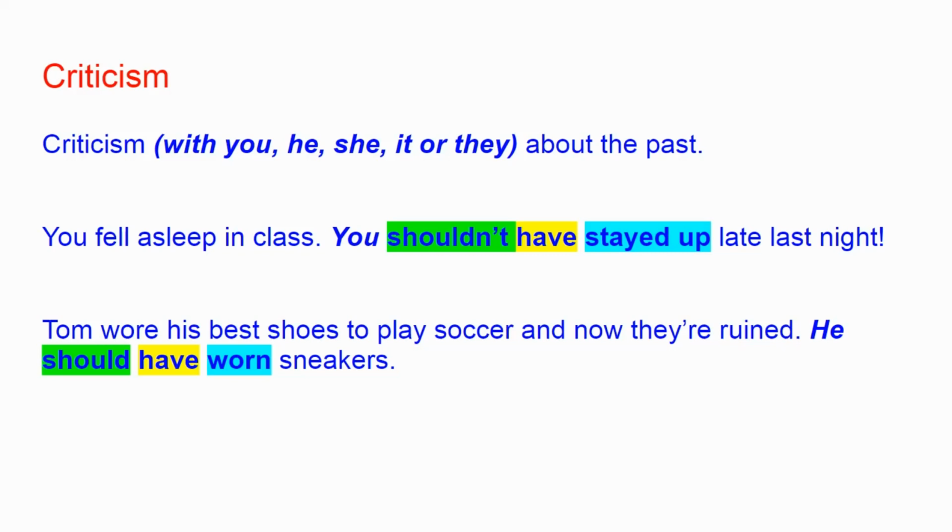Now, let's see the first sentence. You fell asleep in class. You shouldn't have stayed up late last night. So, ¿qué tenemos primero? Vamos a ver. Tenemos you, the pronoun you, que nos indica que es un criticism. All right, you. Next we have shouldn't. ¿Y qué viene siendo shouldn't? Shouldn't viene siendo negative. Negative, all right? You shouldn't have, have, okay?